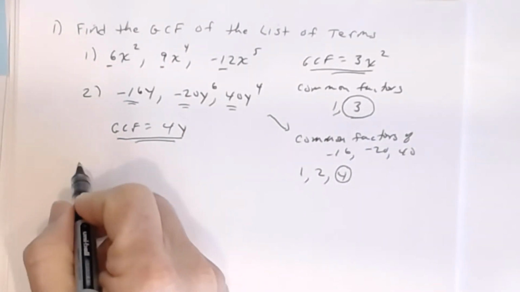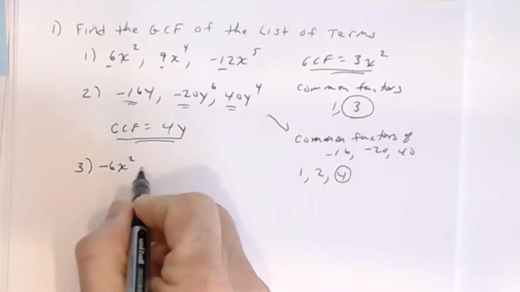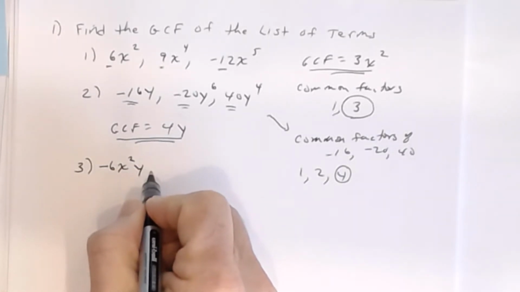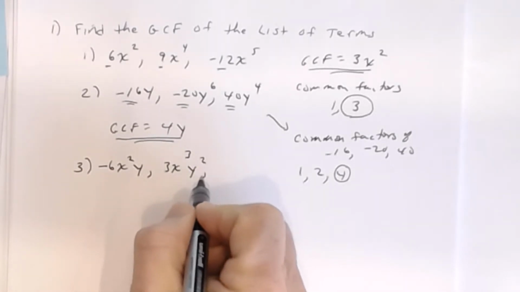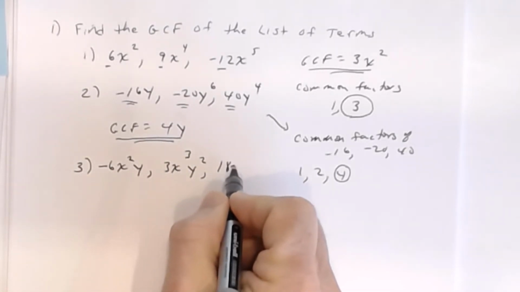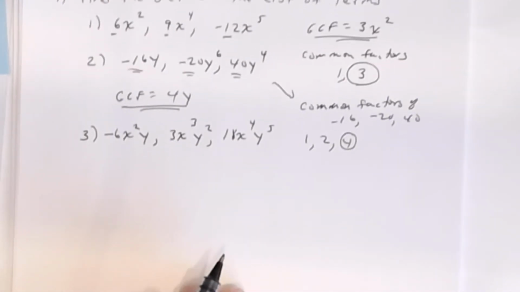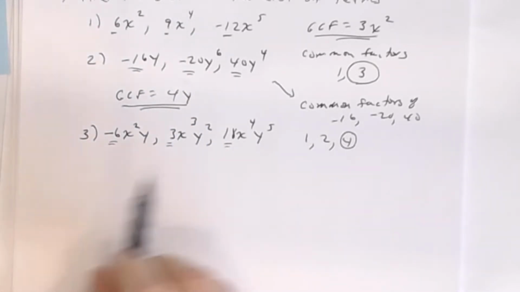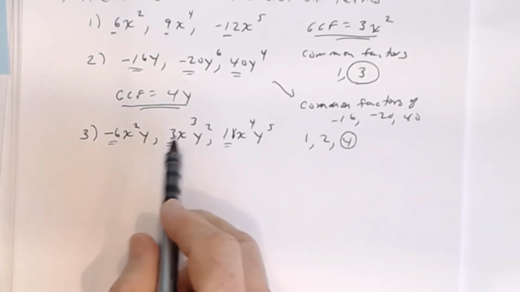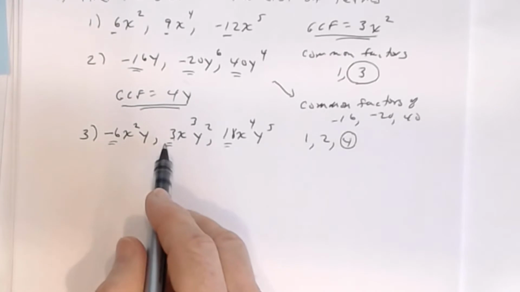Okay? And number 3, we have negative 6x squared y, 3x cubed y squared, and then 18x to the 4th y to the 5th. If you look at the coefficients, negative 6, 3, and 18, that one's easy because 3 is the smallest of those, and 3 goes into all of these, negative 6 and 18. So the GCF is 3.